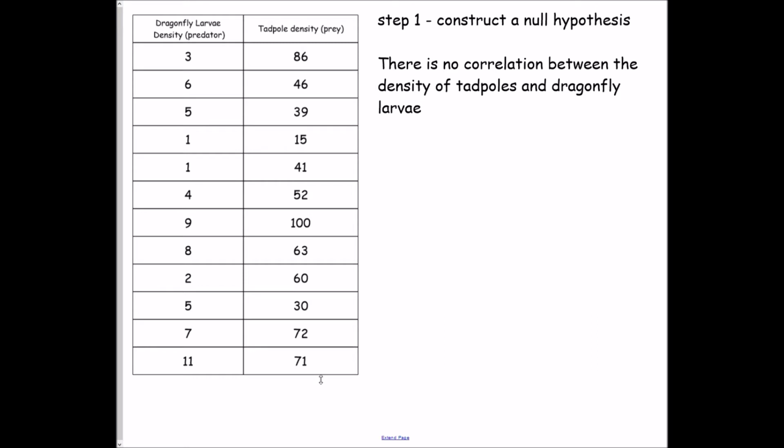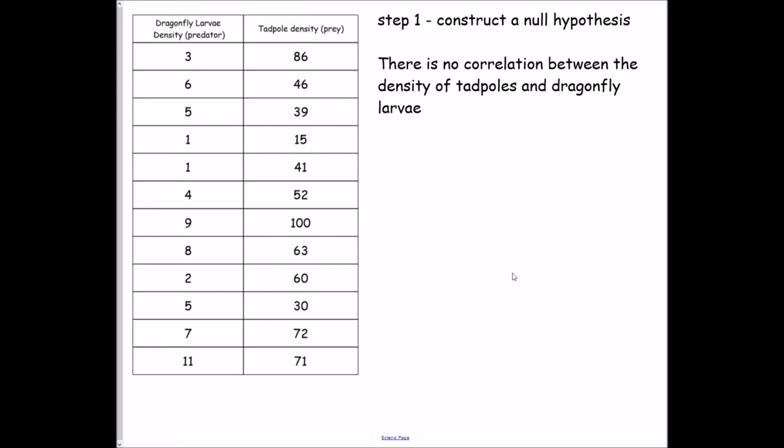Okay, so as we've done with all these others, the first thing we do is to construct a null hypothesis. So in this case, our null hypothesis is that there is no correlation between the density of tadpoles and the dragonfly larvae. Now, the important thing about the Spearman's rank correlation coefficient calculations is that we have pairs of data and we must keep those pairs of data together at all times. We don't rearrange the pairs of data.